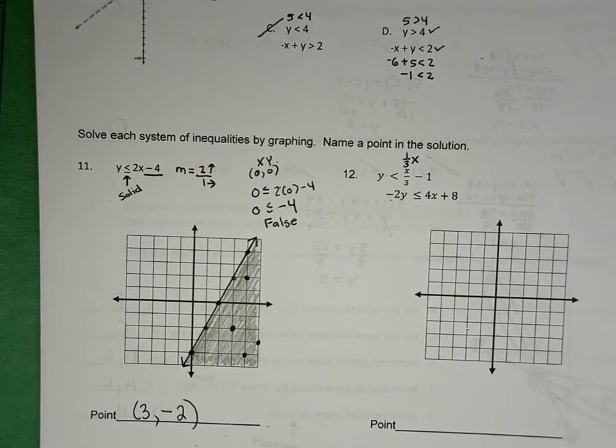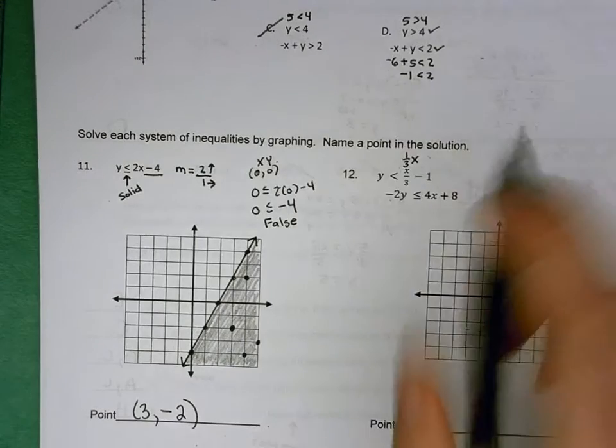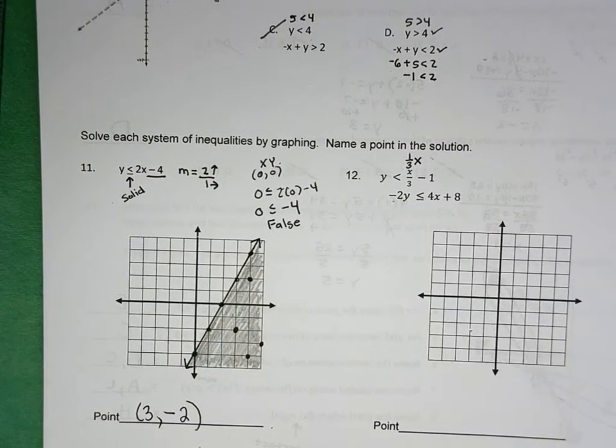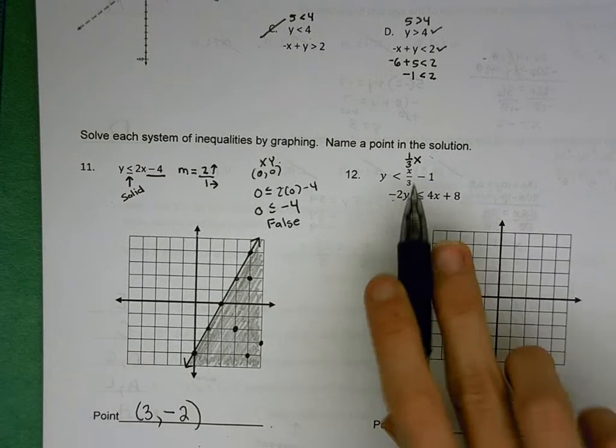Okay, so here we go. In this first one, first of all, no equal sign. This is just a less than, so this is going to be a dashed line. Make sure you're careful about that when you connect your points. This is going to be dashed. Okay, we have our b is -1.